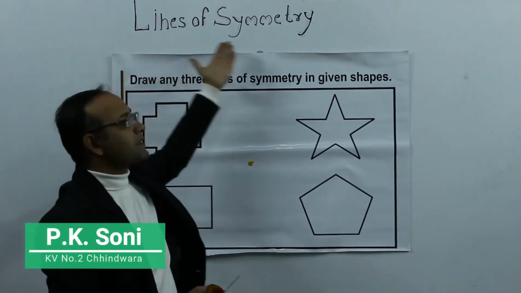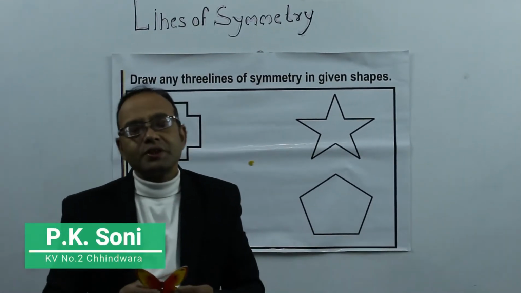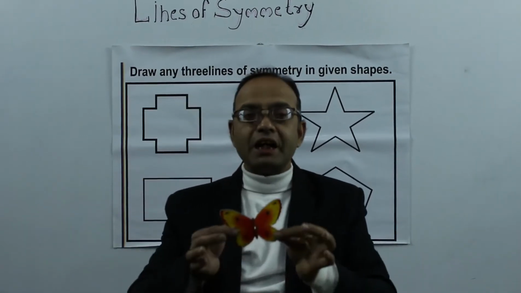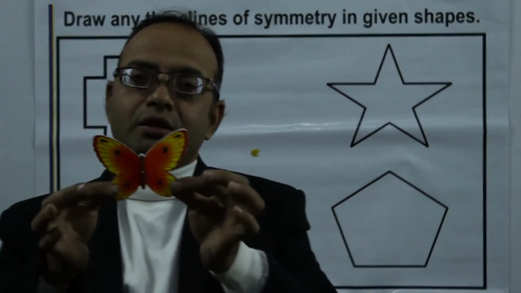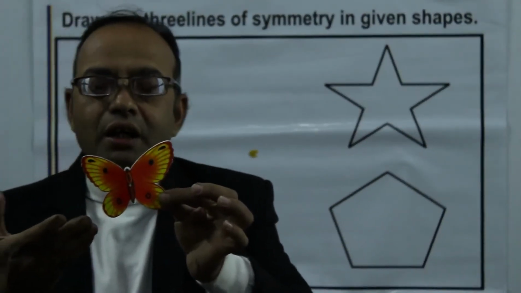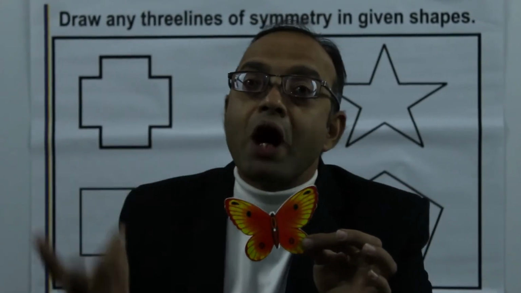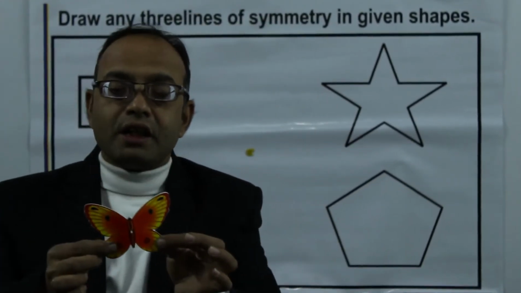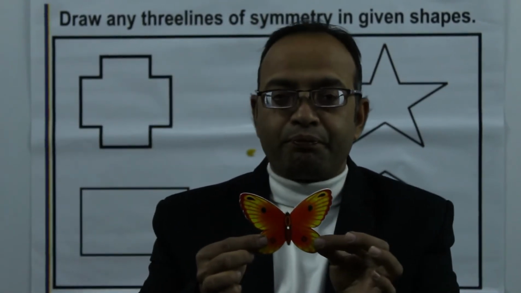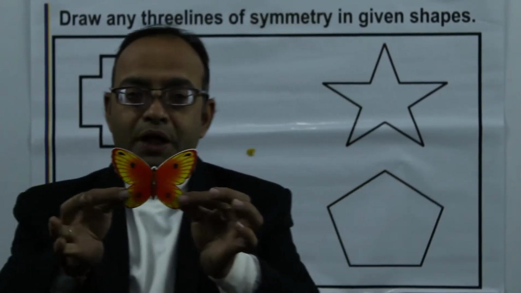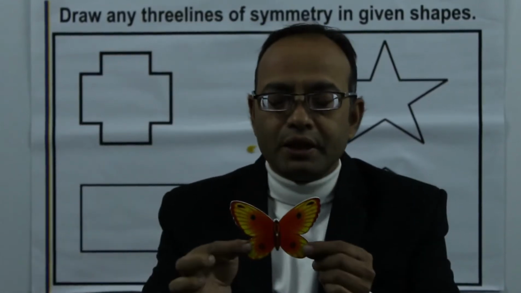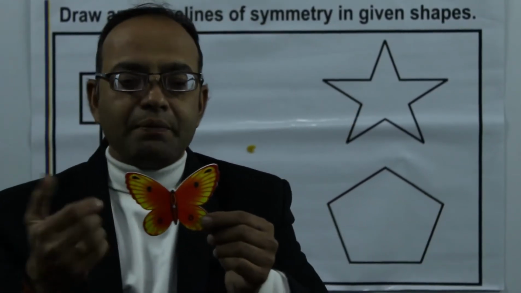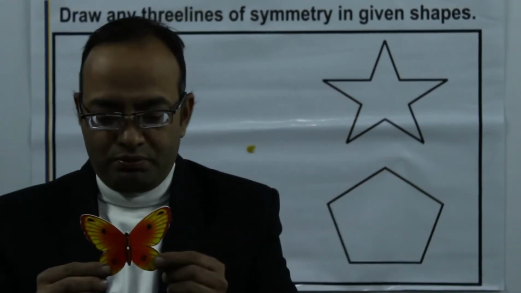Some lines of symmetry. Dear children, today we will learn about symmetry. I have a butterfly. It is a 100% symmetrical figure. Why is it a symmetrical figure? With the help of this little butterfly, I will explain why it is symmetrical.